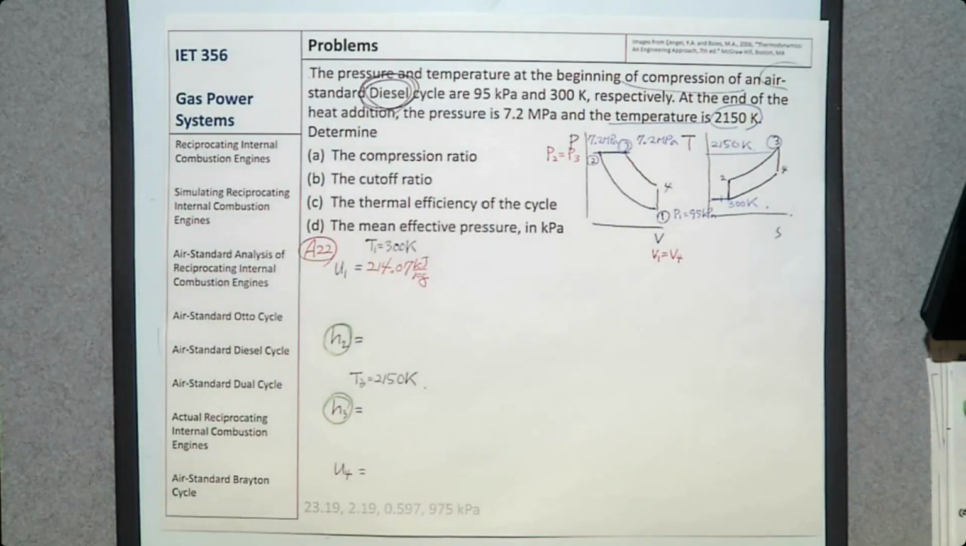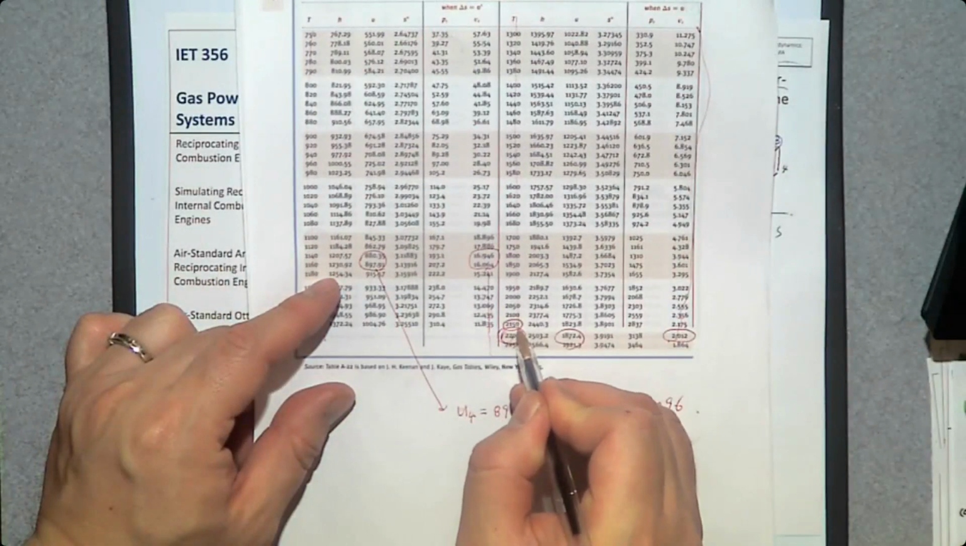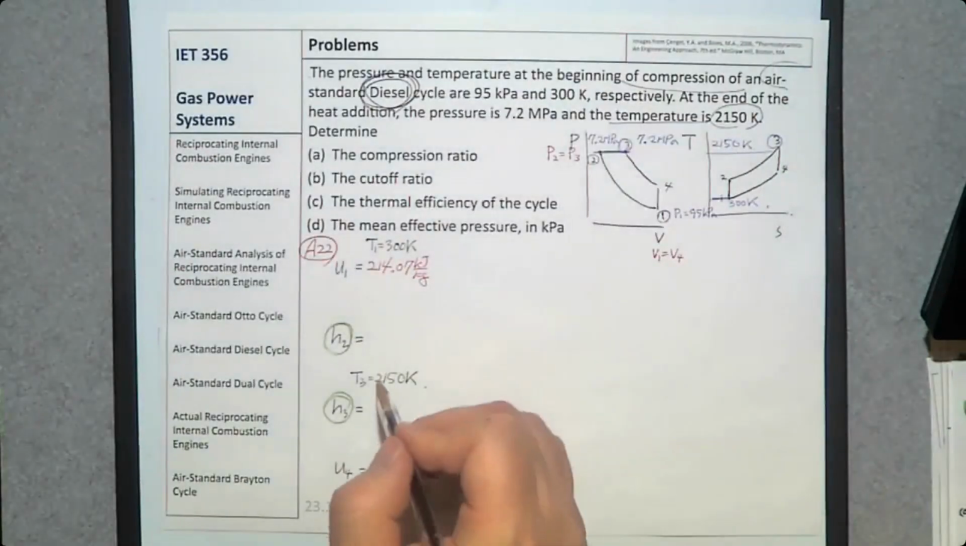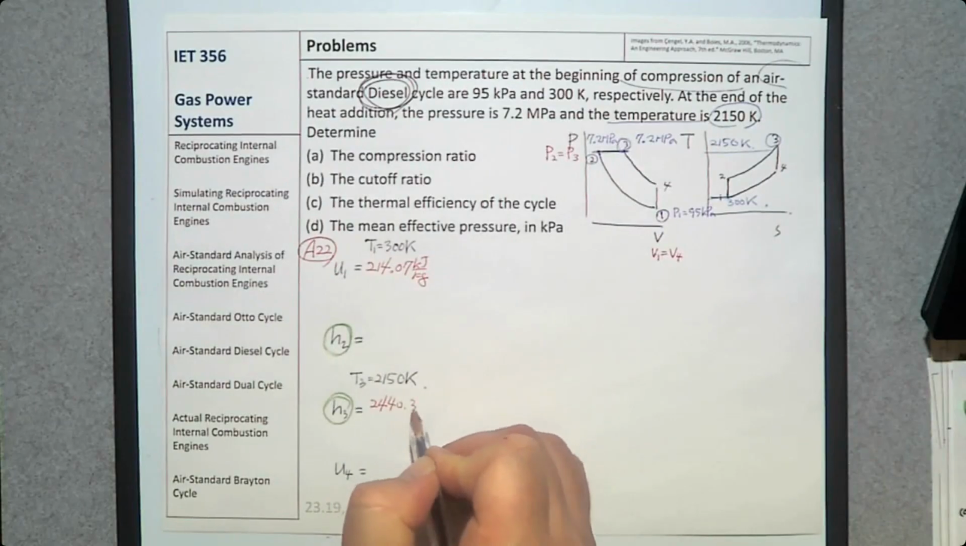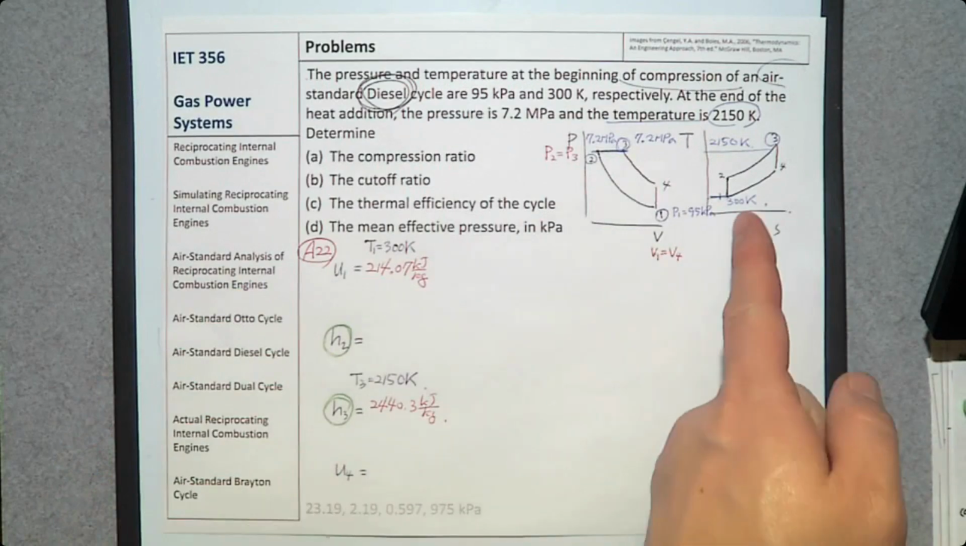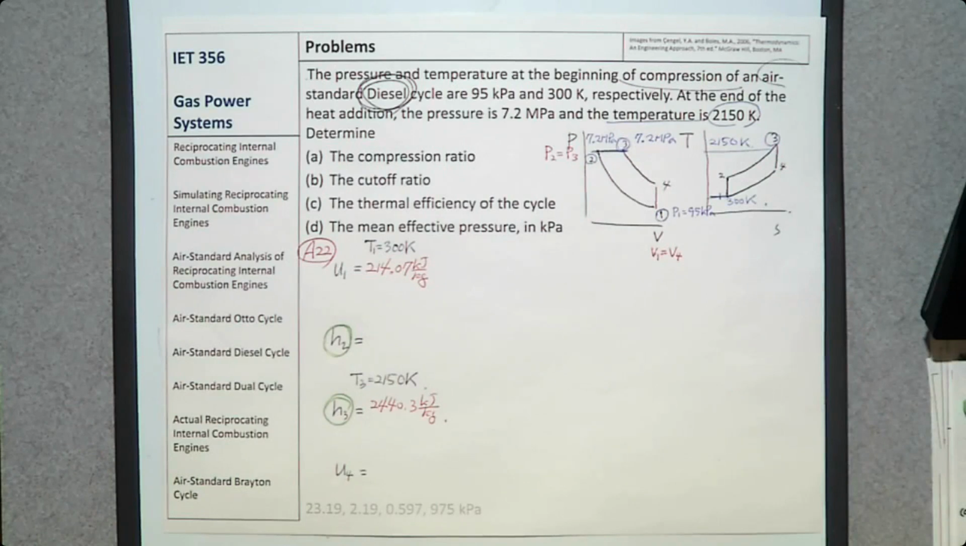What about H3? The temperature is 2150 Kelvin. 2150 here. So H3 is this one, 2440.3 kilojoule per kilogram. I'm pretty sure that you will find these two values very easily. Now the problem is this one and this one, right? What is the relation between 1 and 2, and 3 and 4? Isentropic compression, isentropic expansion. So when you have an isentropic process, what is the equation that we can use?